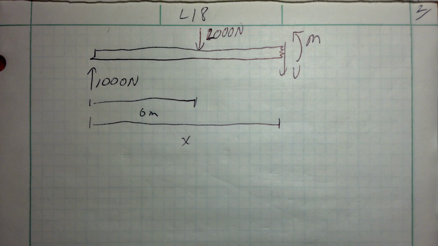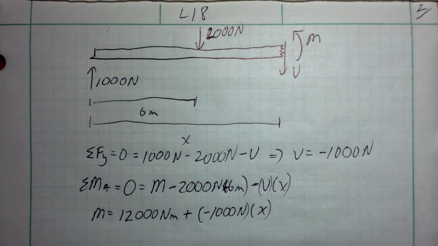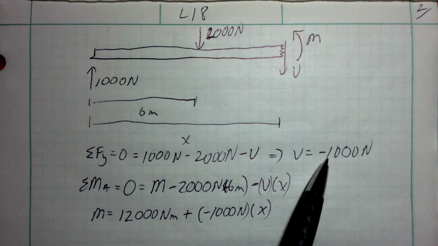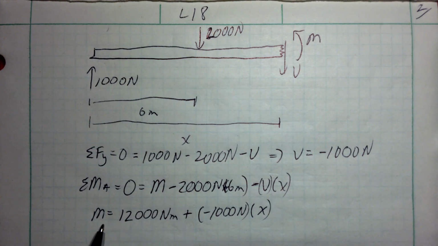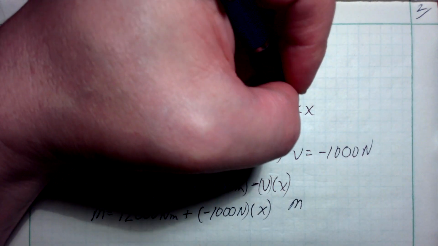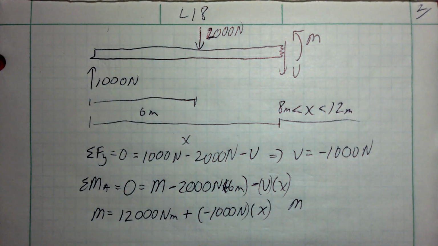So go ahead and pause. Okay, this is what I've got. Negative constant 1,000 newtons. I get my moment equation should be a positive 12,000 Newton meters minus 1,000 newtons times x. And remember, this is for x between values of 8 meters and 12 meters. That's our range for these equations.